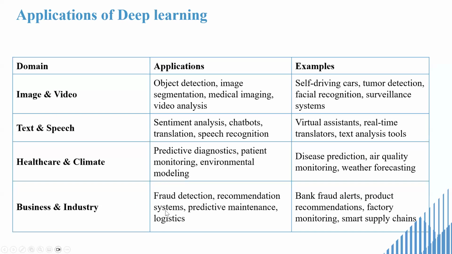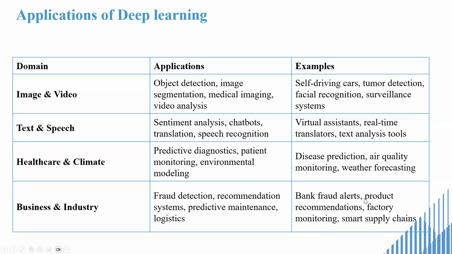And also business and industry: fraud detection, recommendation systems, which Netflix uses most frequently. When you watch one movie, it recommends you another one. So you can see they are using this recommendation system for their business, and for predictive maintenance and logistics.